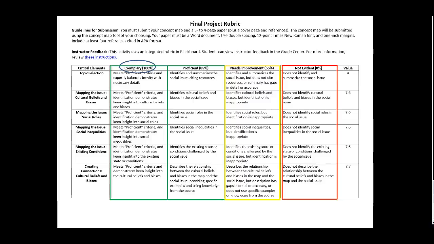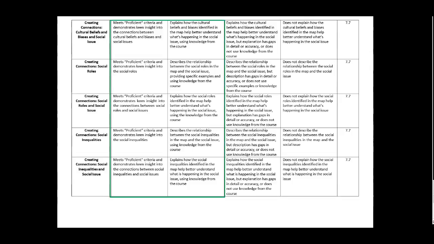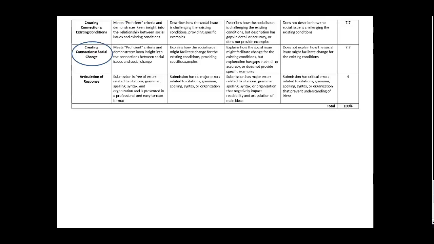So I really want you to pay attention to that proficient column, and then move over to the left in the exemplary column. So say, this is what I need to do to be proficient in this particular critical element, and this is what I need to do to go above and beyond proficiency in this particular critical element where I could potentially meet exemplary. Here's the rest of the rubric. Again, pay attention to that proficient and exemplary column in the rubric.